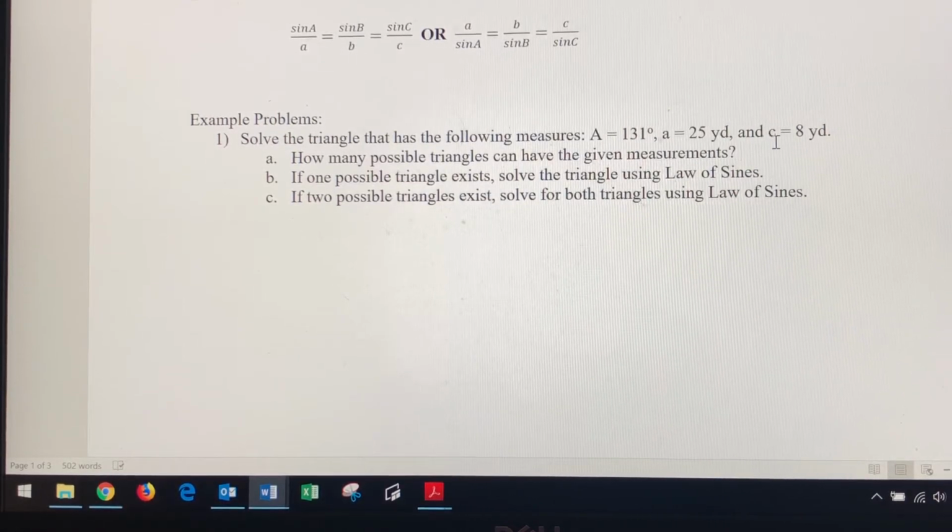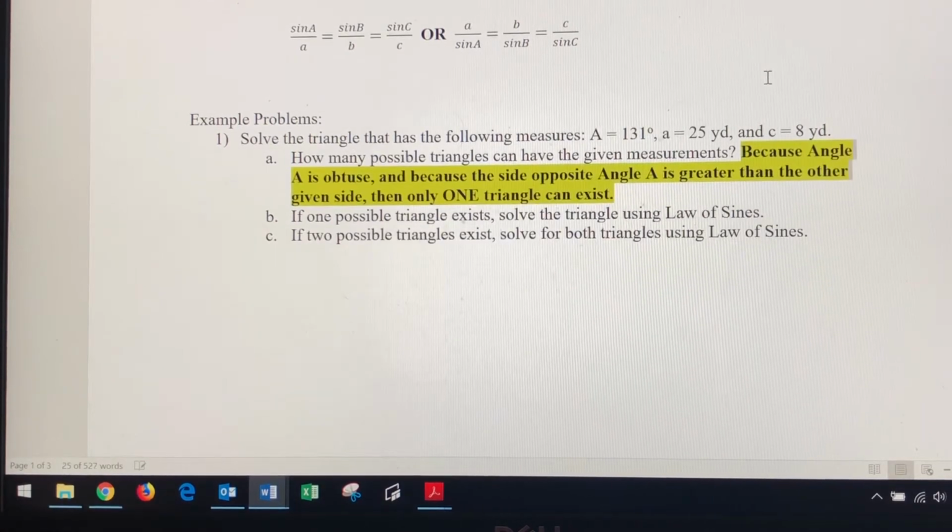Now, if these values were reversed, if this said a is 8 and c is 25, then you would know there's no triangles there because angle A is the largest angle, so side a has to be the largest side. So because this is true, then we're going to have one triangle here that can have these measurements. Okay? Because angle A is obtuse and because the side opposite A is greater than the other given side, then only one triangle can exist. So that's one of the 7 scenarios.